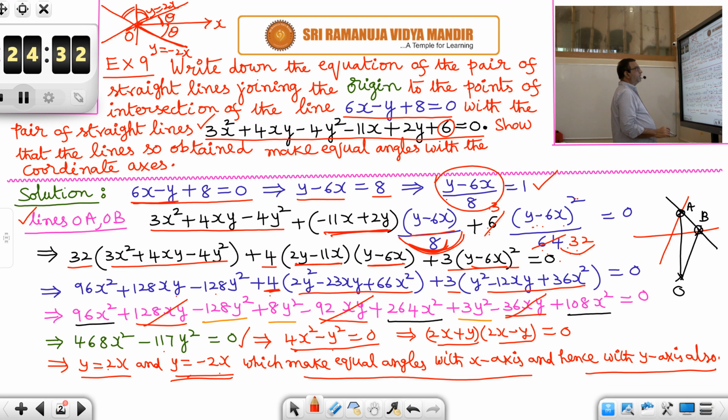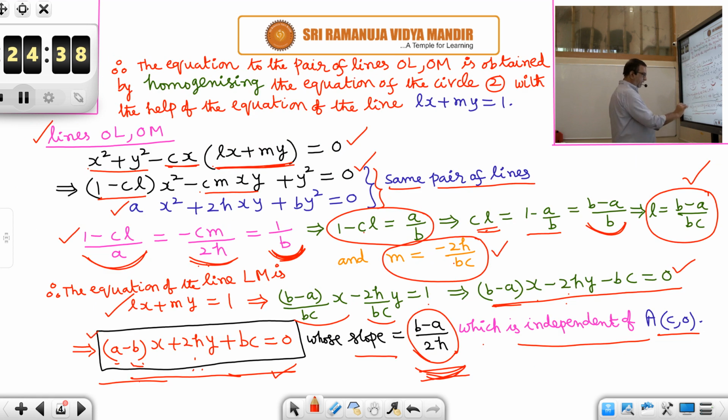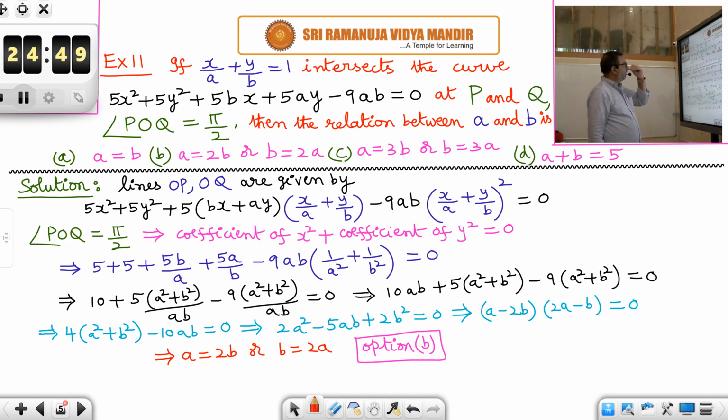Please remember this as a formula. Which one? This line, the equation of the line (a minus b) x plus 2hy plus bc is equal to 0. You please remember it as a formula. Okay, let us see example number 11.